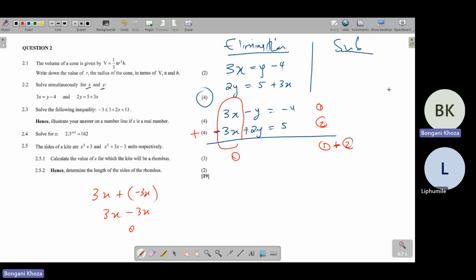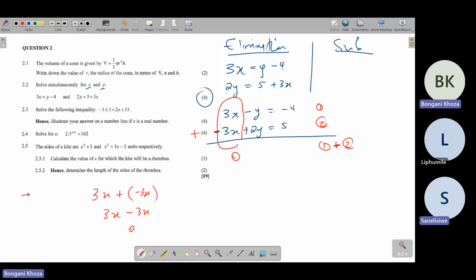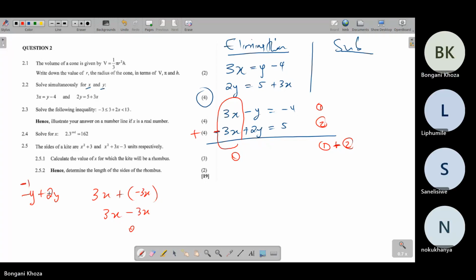And then from there we have minus y plus 2y. So these are like terms. So what will happen is we just take the coefficient, which is minus 1 over here, and then plus 2. So it's minus 1 plus 2. This ends up giving you positive 1. So this is just y. So here you'll have y.